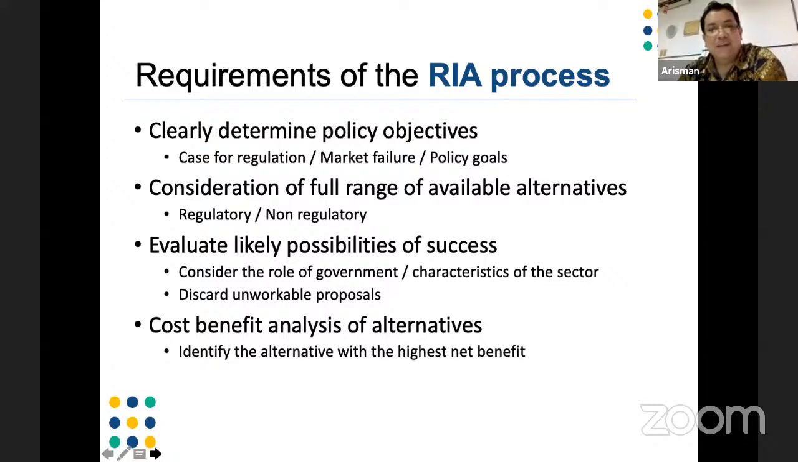The first is clearly determined policy objective, case for regulation, market failure, policy goals. And then the second one, consideration of the full range of available alternatives, either regulatory or non-regulatory. The third one, evaluate the possibility of success, consider the role of government, characteristics of the sectors, discard unworkable proposals. And then the last one is a cost-benefit analysis of alternatives, like I mentioned, identify the alternative with the highest net benefit. Of course, in the context of environmental issues, it is not only financial benefit, but also socioeconomic benefit. This is like a social cost, economic cost, not just a financial benefit.